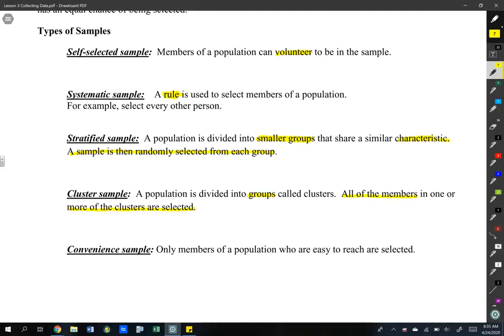And the last one's pretty easy. A convenient sample: only members of a population who are easy to reach are selected. So if I wanted to understand how e-learning is working for students across the country, I would probably just be able to poll my students. So that would be what we consider a convenient sample. So let's just highlight easy to reach.